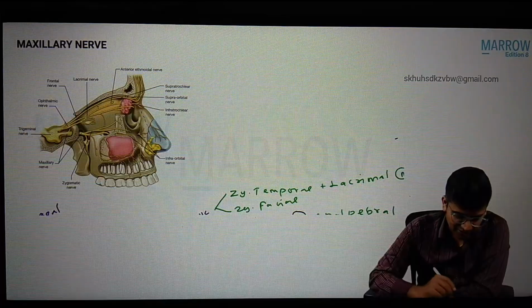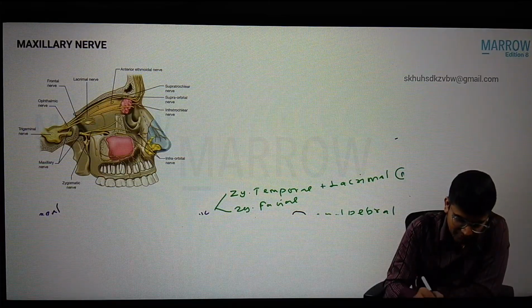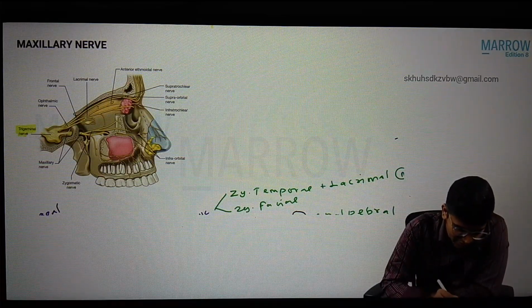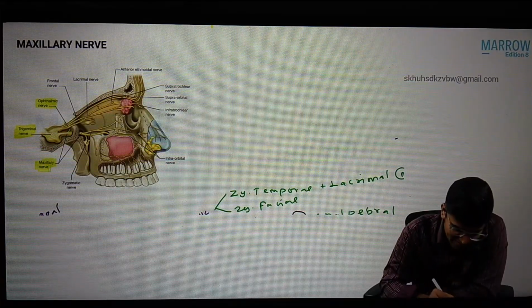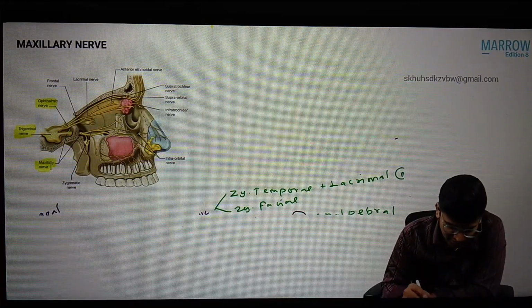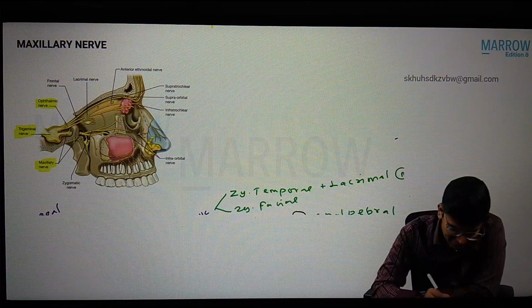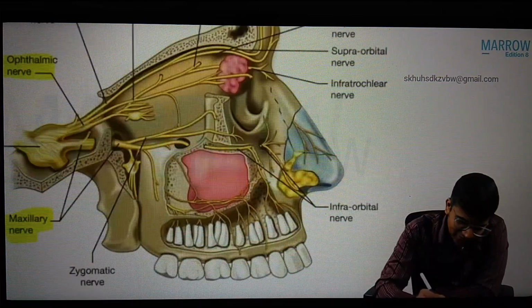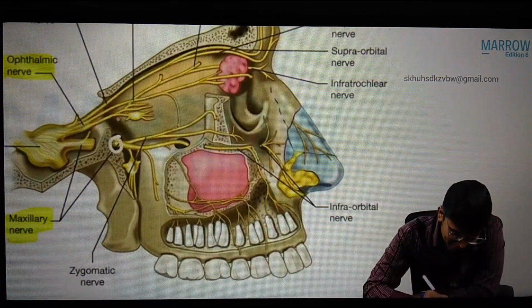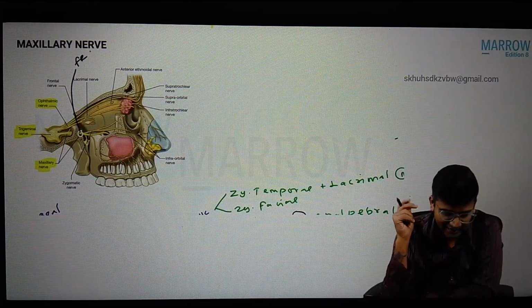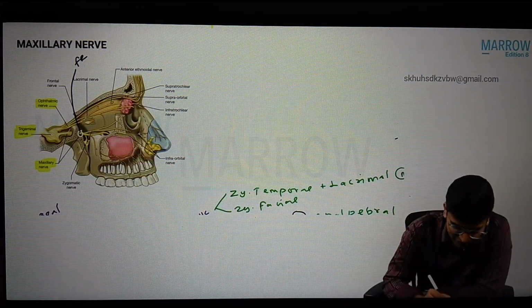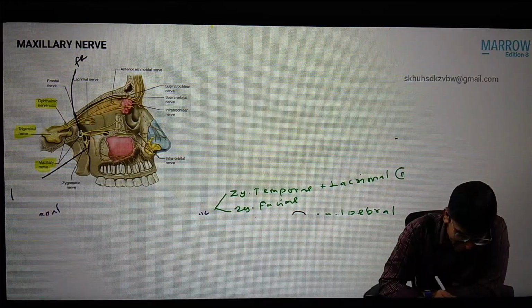See the diagram. Now this is the trigeminal ganglion, giving three divisions: ophthalmic, maxillary, and mandibular. Now the maxillary nerve passes through this opening. Can you see this opening here? That is our foramen rotundum, and it enters the pterygopalatine fossa. Now this is our pterygopalatine fossa.